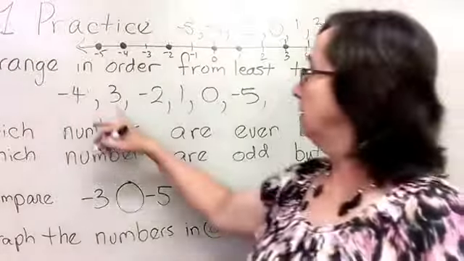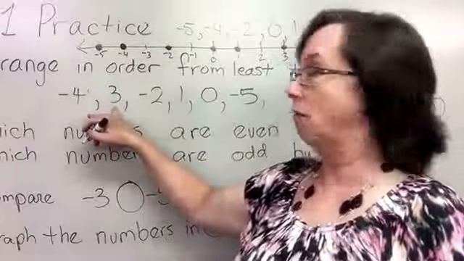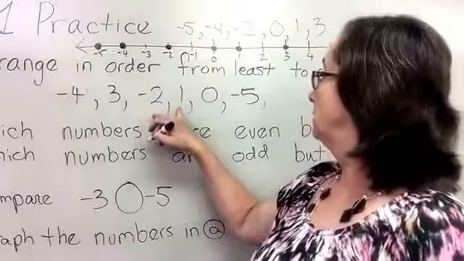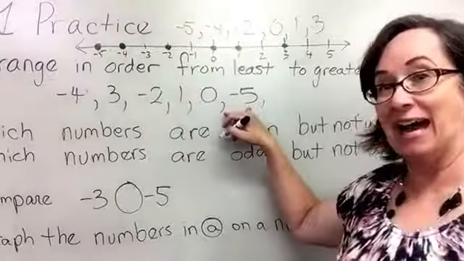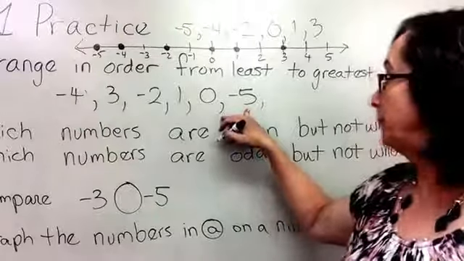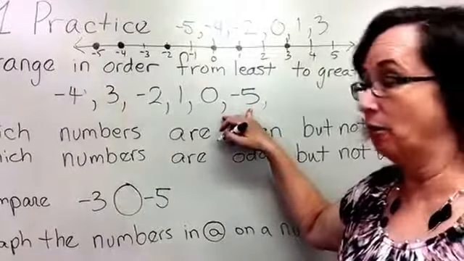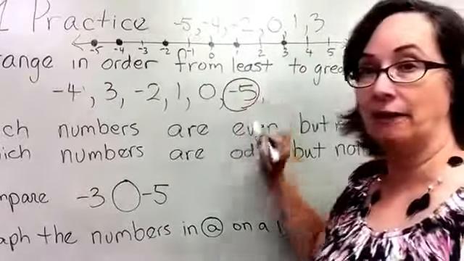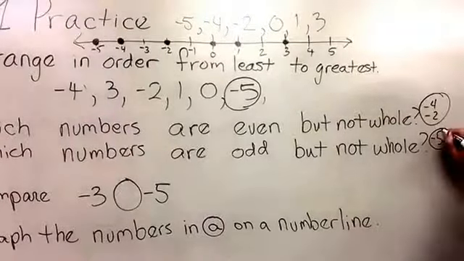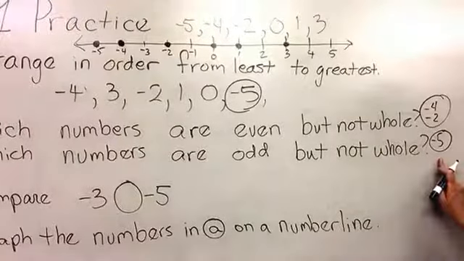Okay, well, 3 is odd and whole. 1 is odd and whole. -5 is odd. It does not divide by 2, and it's not whole. So -5 would be the only answer to that question, -5.